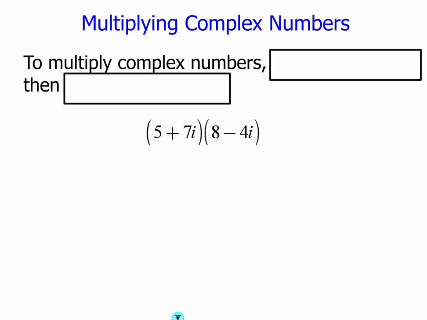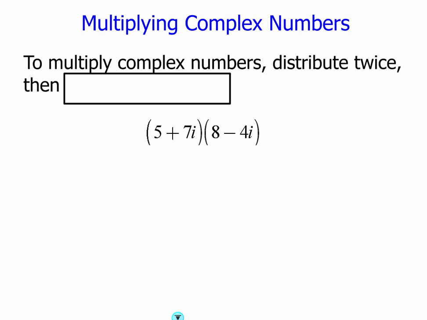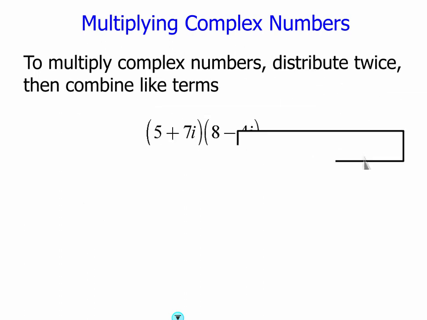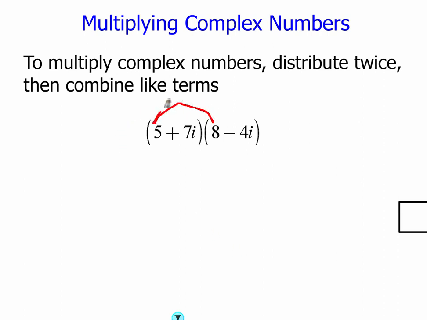Now we also need to know how to multiply complex numbers. To multiply complex numbers, the first thing we're going to do is distribute twice, and then combine our like terms. So let's take a look at this. Distributing twice means I'm going to take this 5 and multiply it by both the 8 and the negative 4i. And then I'm going to take this 7i and multiply that by the 8 and the negative 4i. So if I work that out, 5 times 8 is 40. 7i times 8 is 56i.